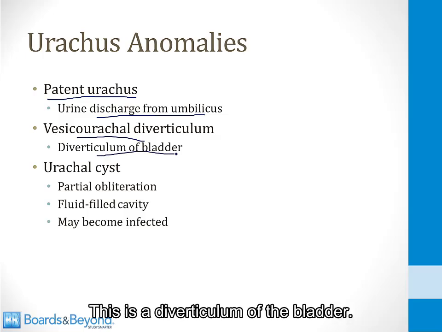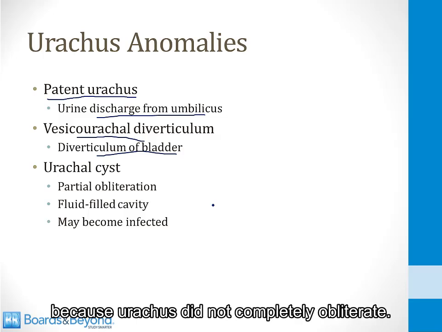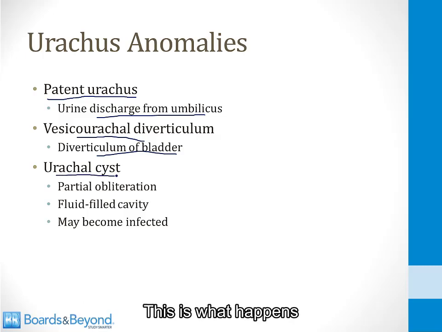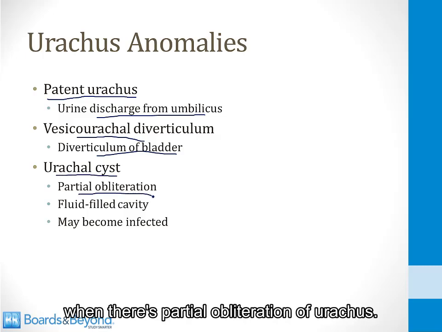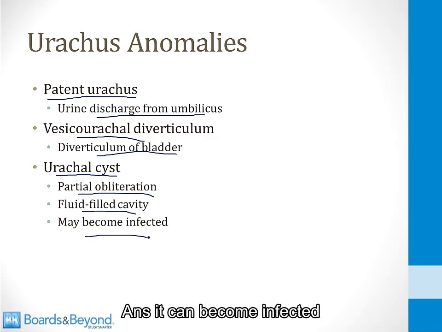This is a diverticulum of the bladder. Basically, it's just an outpouching of the bladder because the urachus did not completely obliterate. And then finally, you can have a urachal cyst. This is what happens when there's partial obliteration of the urachus. A fluid-filled cavity can form filled with urine. It can become infected, and that's called a urachal cyst.